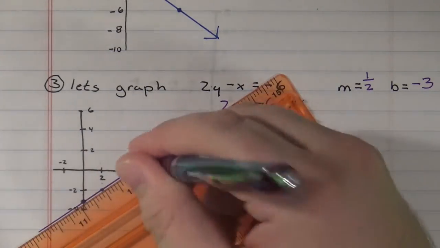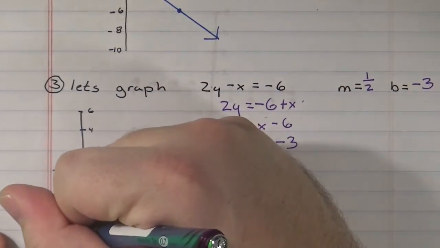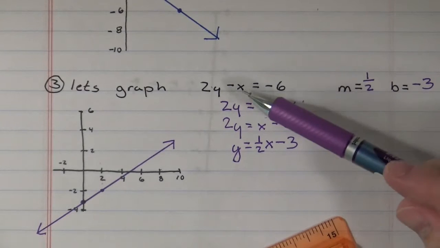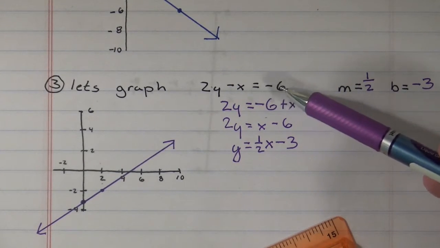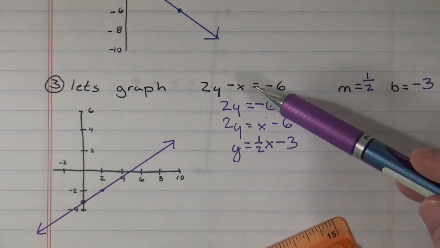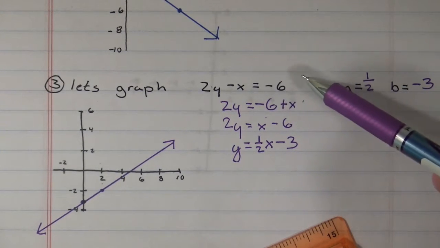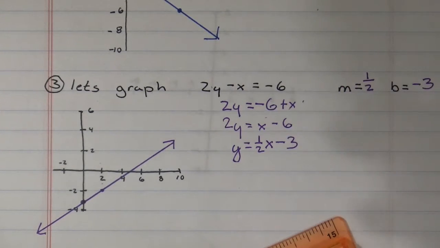And I just draw my line. And I have graphed it. So when you get an equation like this, it's best to remember to rewrite it in y equals mx plus b form. Basically what you're saying is solve for y and then graph it.